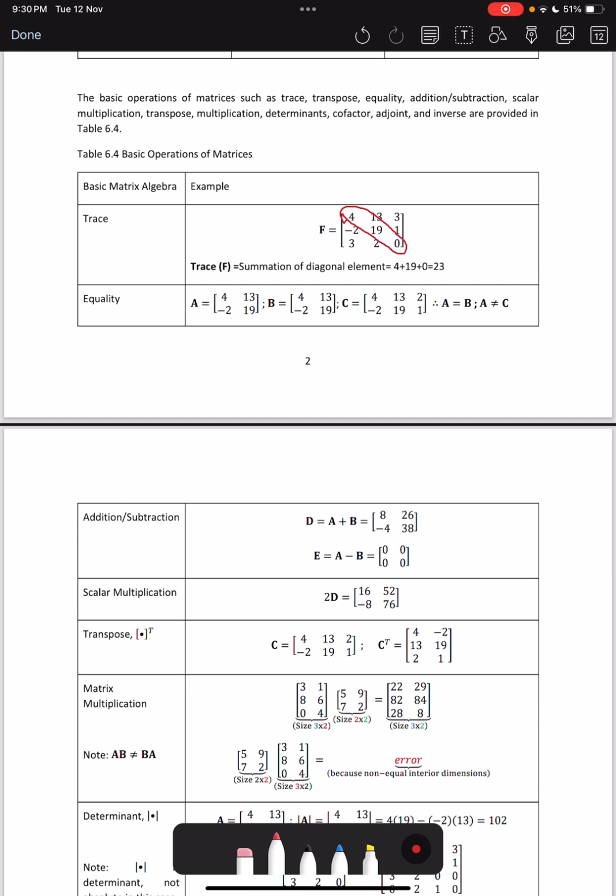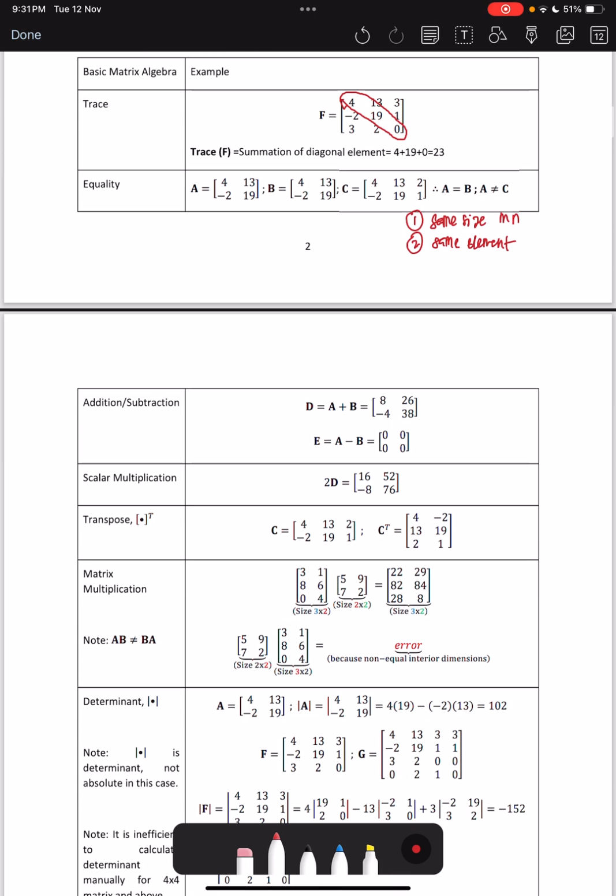Equality means that if you have matrices with the same size, number one, it must have the same size, the same m by n, and also the same elements. Then we can say that the matrices are the same. But if the two matrices are not the same size, and also have different elements, then we can say that the matrices are not the same.